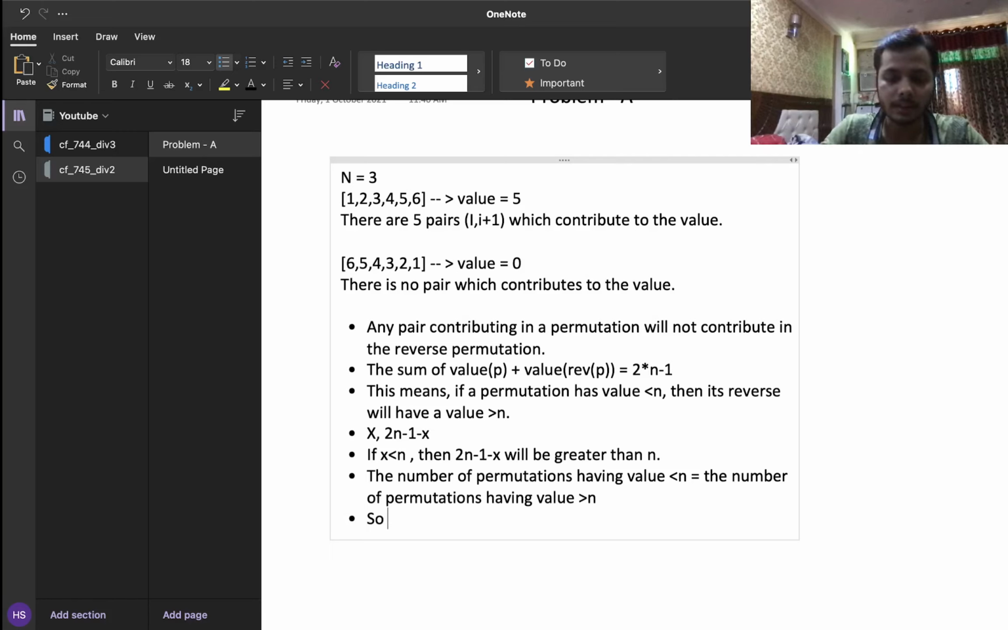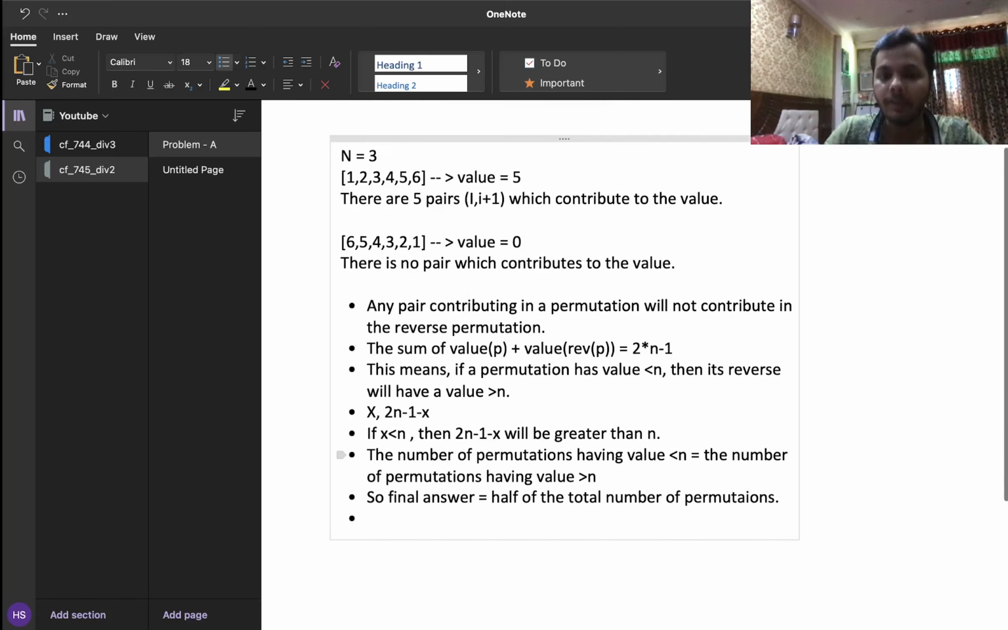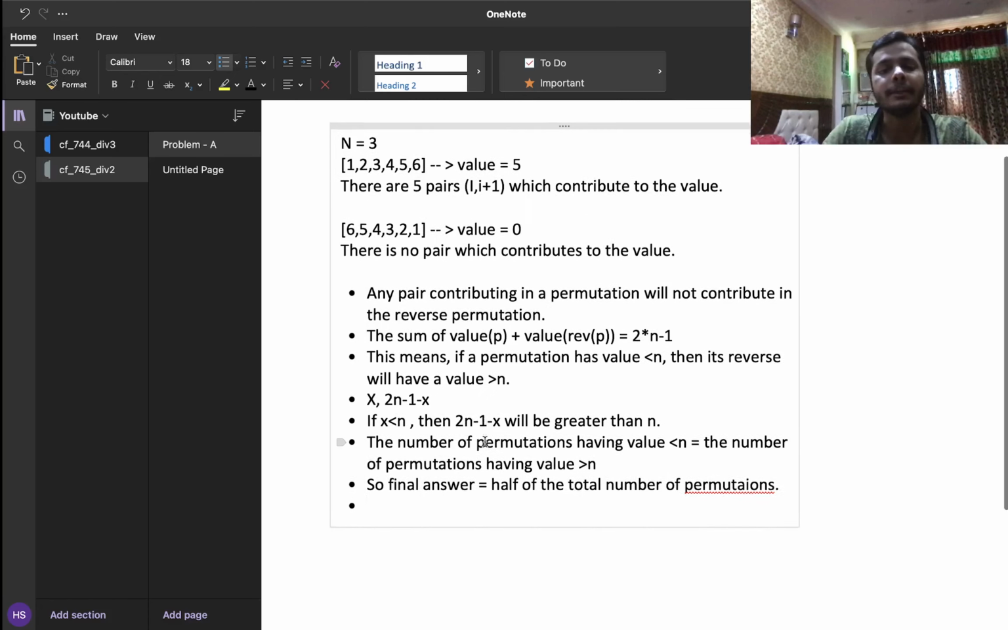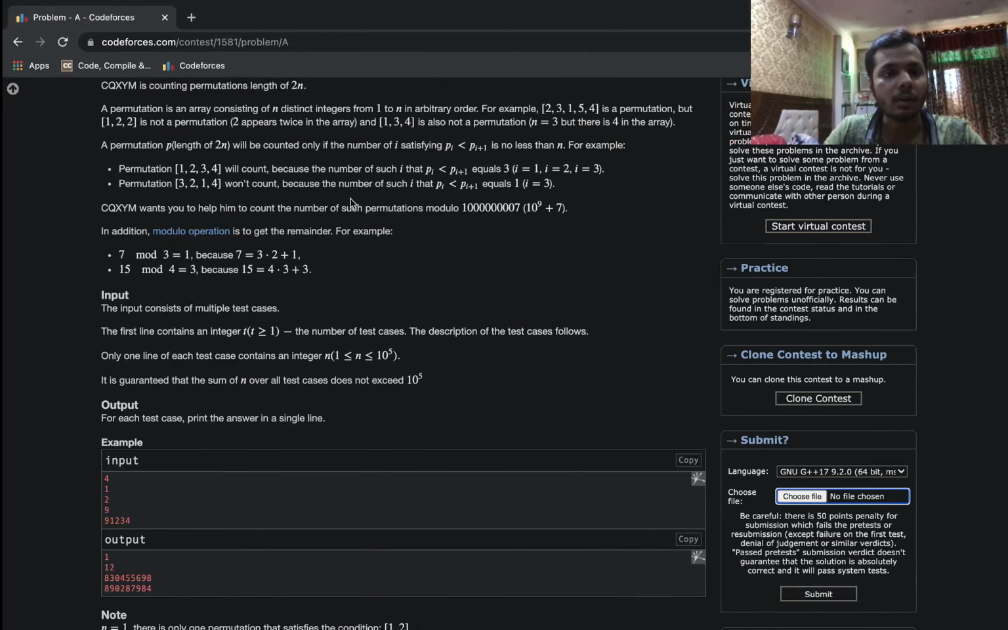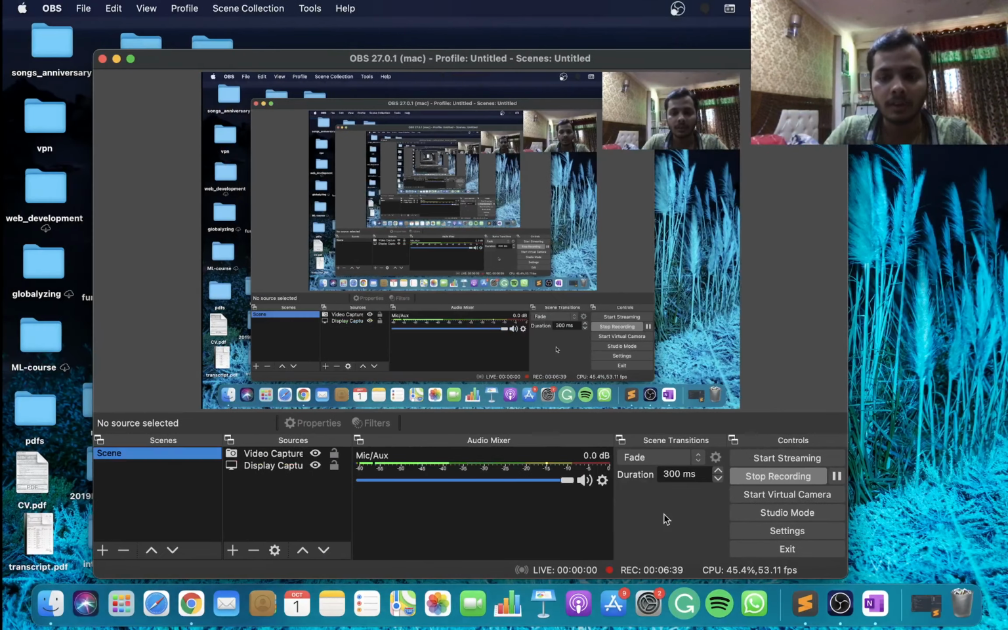So the final answer is equal to half of the total number of permutations. Well, I hope it is clear why the total answer will be half of the number of permutations. So yeah, finally the answer would be 2n factorial divided by 2, and the code also is fairly obvious.